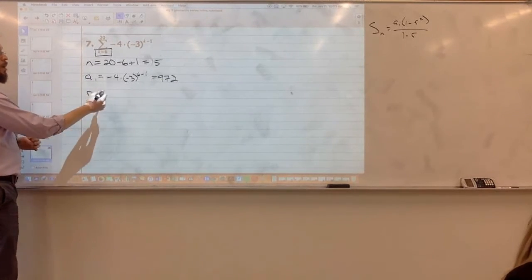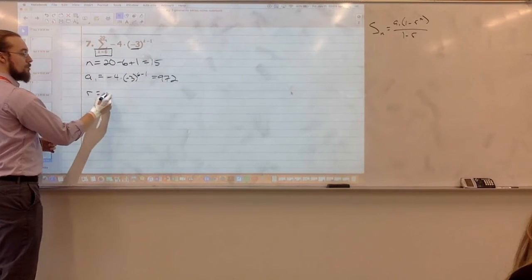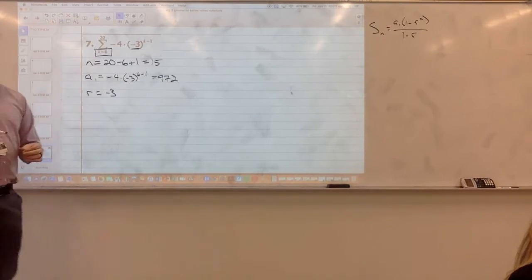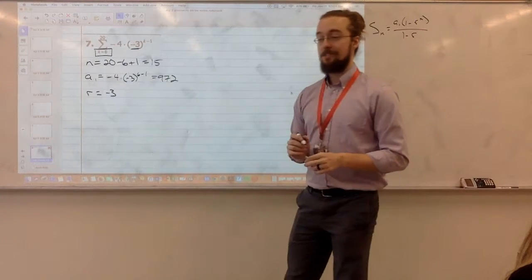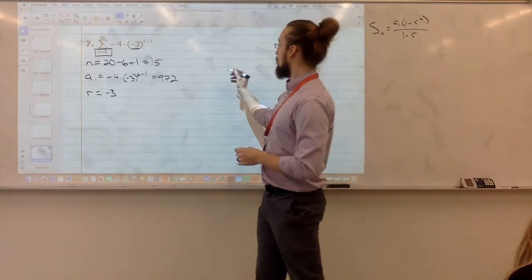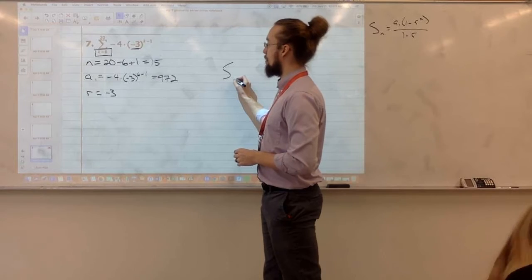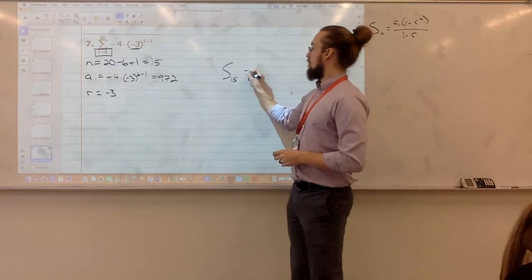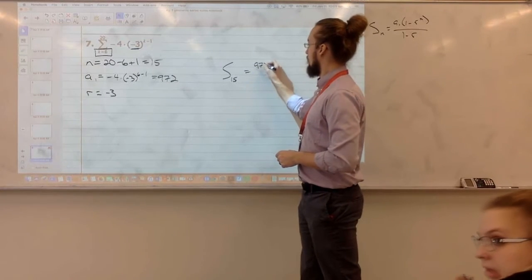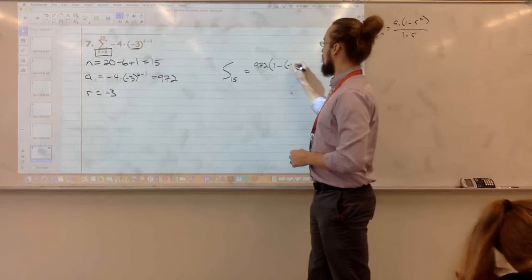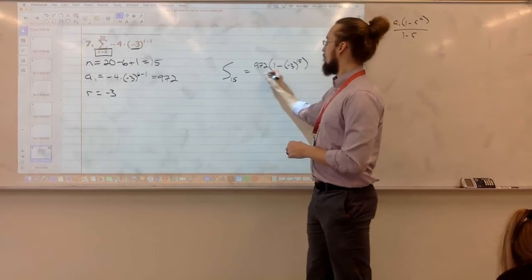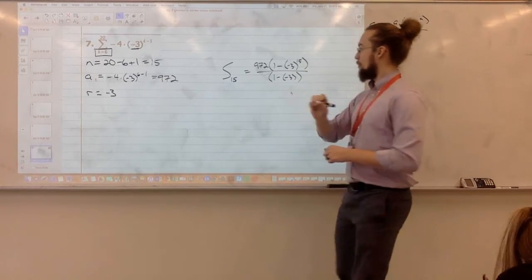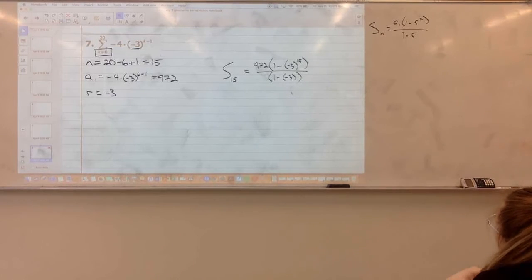Then my r, we still get from that number that's being raised to the power. It should be a pretty big number. So to plug all this in, the sum of these 15 terms is equal to the first term times 1 minus the common ratio raised to the nth power, over 1 minus the common ratio. So we should get a pretty large number here.